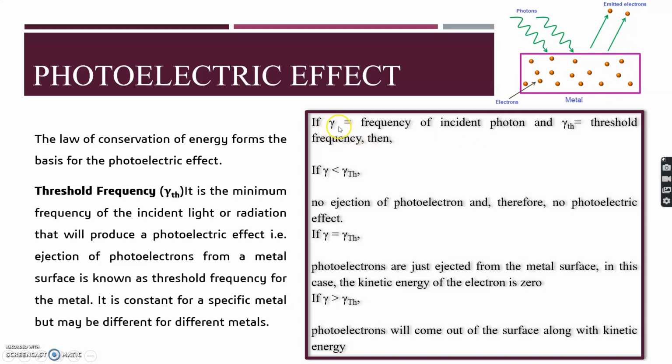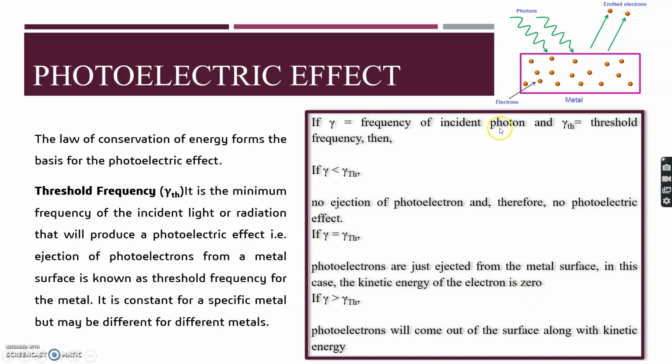Now suppose gamma is the frequency of incident photon and gamma threshold is the threshold frequency. So when the frequency of incident photon is less than the threshold frequency, then there is no ejection of photoelectron, and we can say the photoelectric effect does not take place. When gamma and the threshold frequency, that is the frequency of incident light and the threshold frequency, are the same, then we say photoelectrons are just ejected from the metal surface, and in this the kinetic energy of the electron is 0.